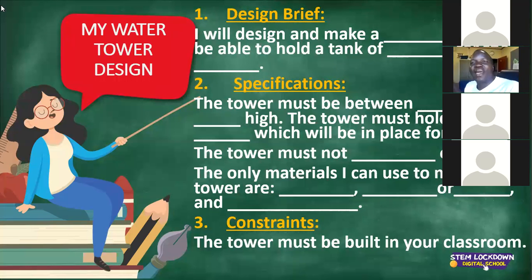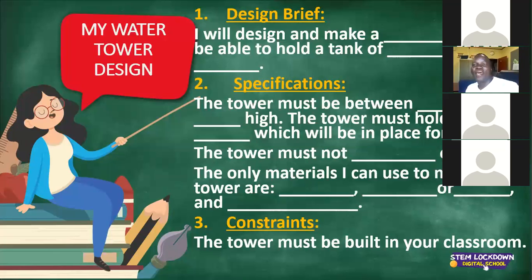Yes. Now I come to the next statement. The tower must hold a load of what, which will be in place for what? Which will be 1 liter, yes, 1 liter of water, and what else? Which will be in place for what? For 10 seconds. Good, good. That is how we give answers, with exact measurements.